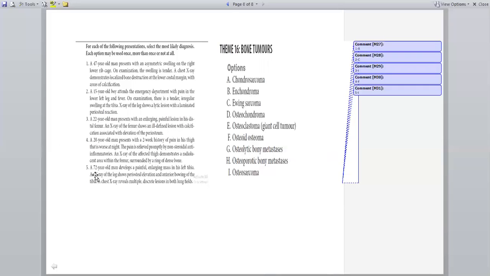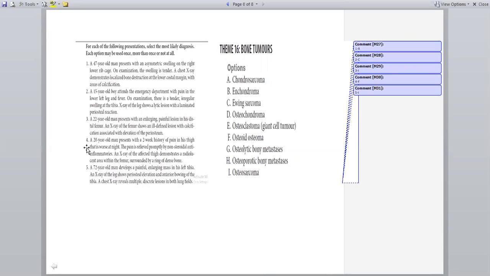So let's go to the extreme of the other age. A 72-year-old man develops a painful enlarging mass in his left tibia. An X-ray of the leg shows periosteal elevation and anterior bowing of the tibia, and a chest X-ray reveals multiple discrete lesions in both lungs. So age, extreme of age, and involvement and periosteal reaction, elevation, Codman triangle. As we discussed before, this is the case of osteogenic sarcoma. So the answer of 3 and 5 is I.